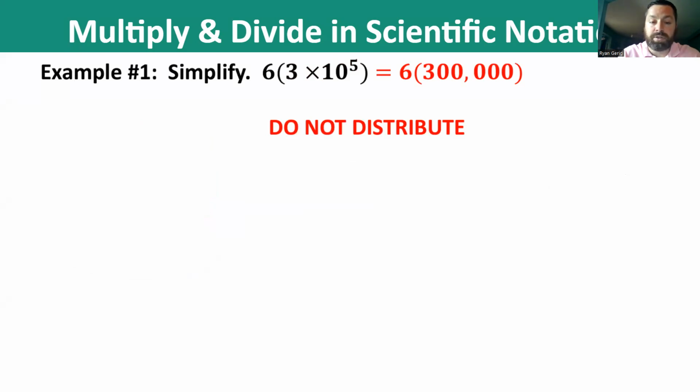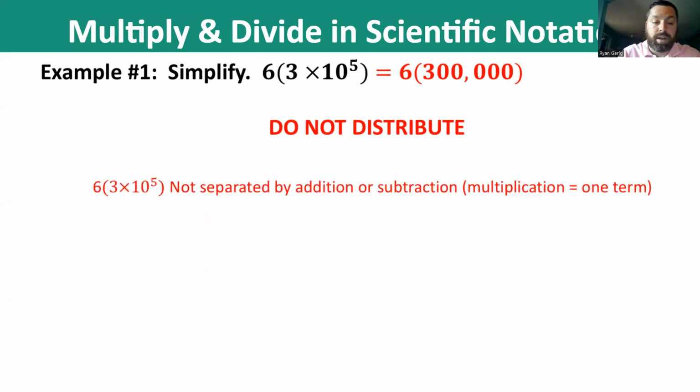Okay, don't look at this as distribute. These are not separated by addition or subtraction. It's one term. We're multiplying one term times one other term, just multiplication. This is what you would do for distribution. There's a plus sign there that separates, and you have two terms. 3x and 5 are two terms, so you would distribute that. So these two problems are different.